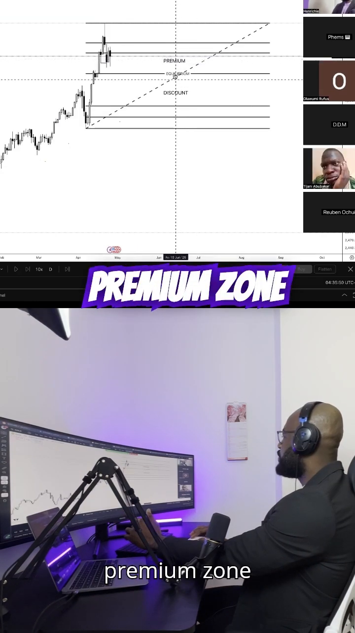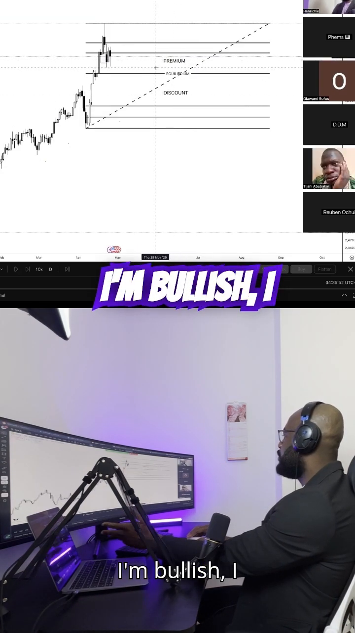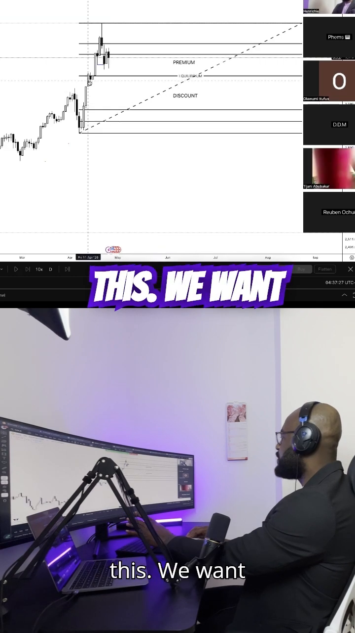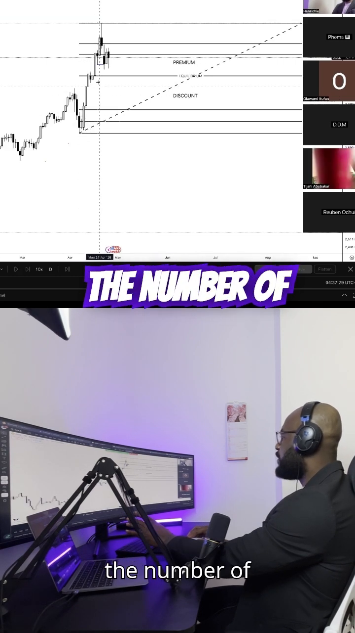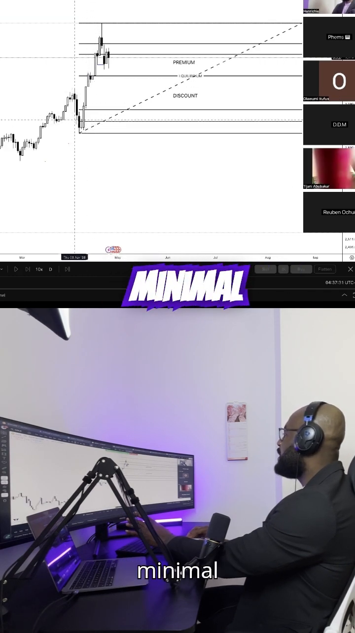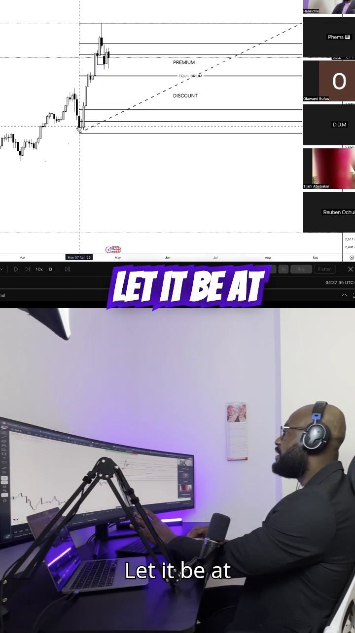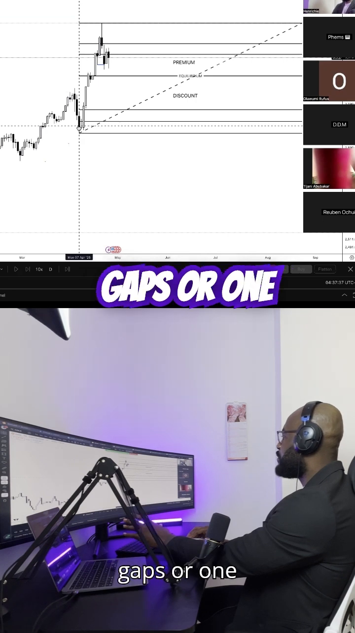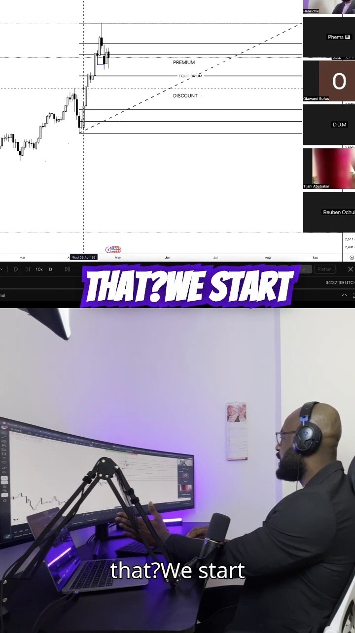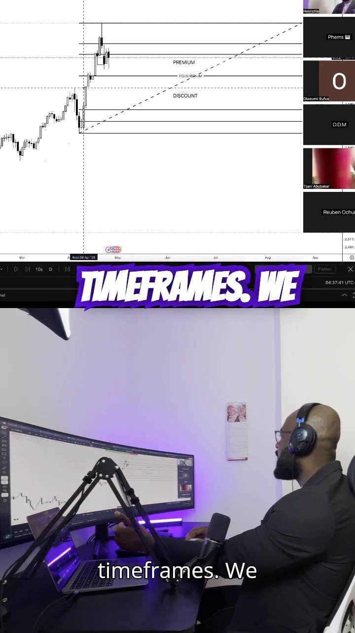We'll have a premium zone, equilibrium, discount. If I'm bullish, I want to buy at discount. We want to bring down the number of these fair value gaps to the minimal number. Let it be at least 2 fair value gaps or 1 fair value gap. And how do we do that? We start scaling up time frames.